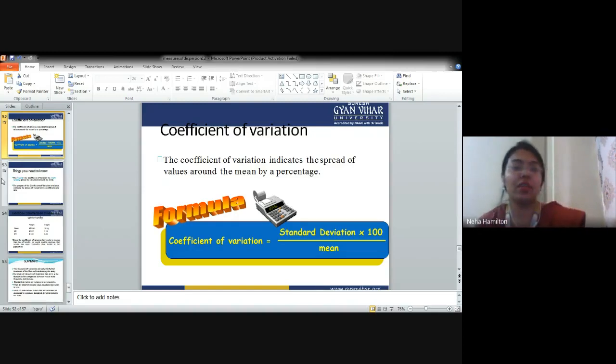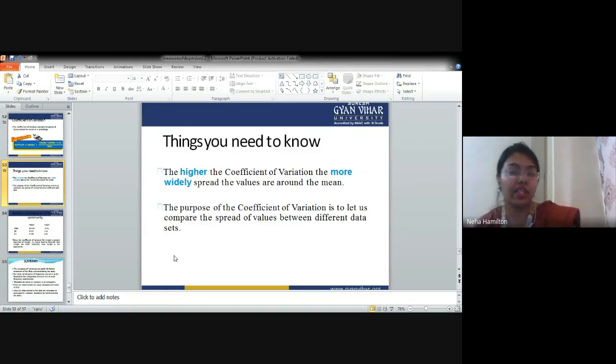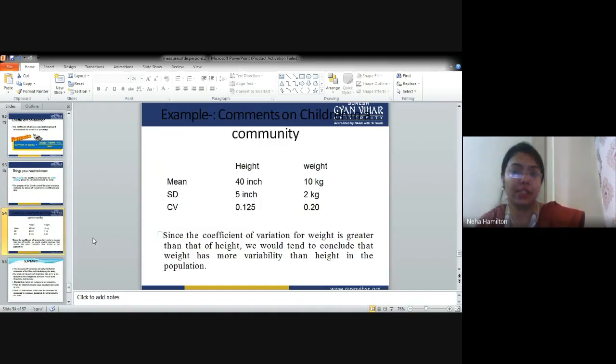Okay. The higher the coefficient of variation, the more widely spread the values are around the mean. As the name suggests, variation: higher variation, more spread; lower variation, narrow spread. The purpose of the coefficient of variation is to let us compare the spread of values between different data, right?